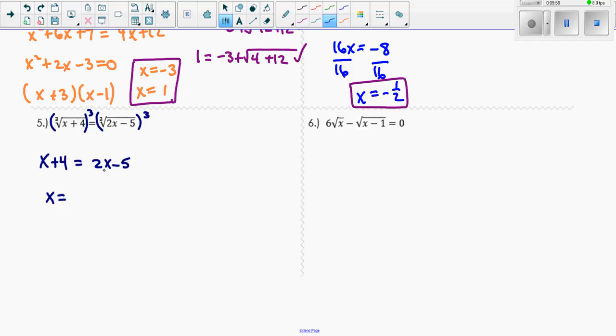If I subtract x to the right, and add 5 to the left, I get x equals 9. Those are nice quick problems.